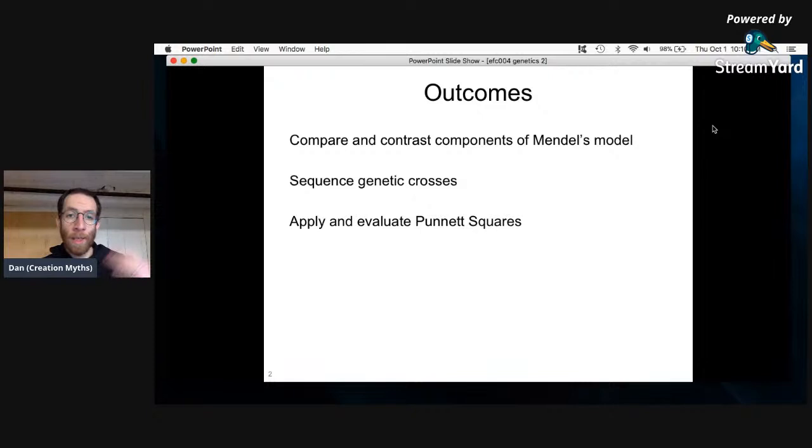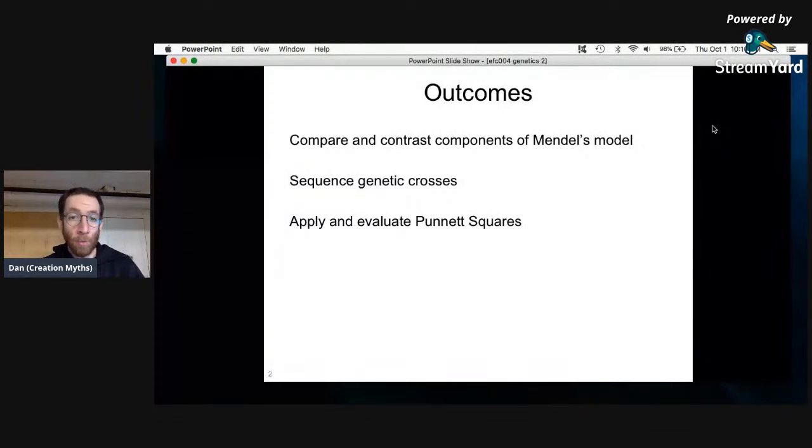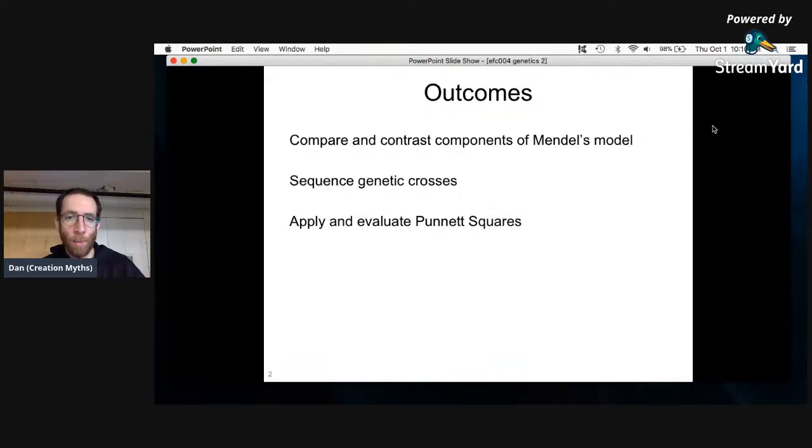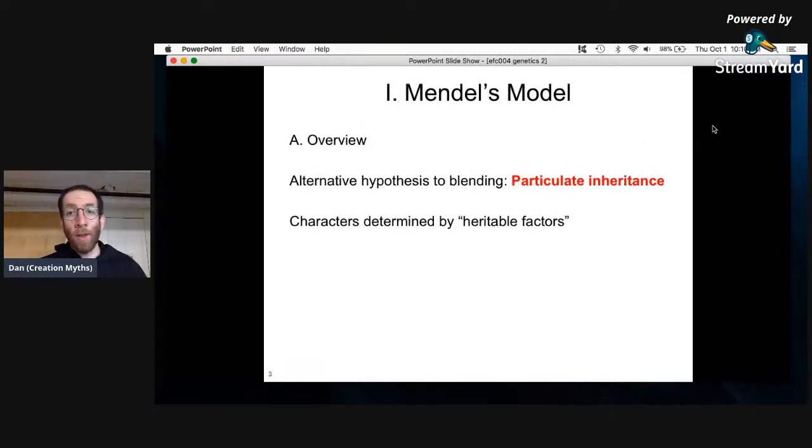Then, in the second half, we're going to talk about genetic crosses. That means we're going to do Punnett squares. The first thing is just be able to sequence the process of doing an experimental cross. What did Mendel do, and how does that process work? Then, specifically for making predictions and testing them, be able to use a Punnett square. That's what I mean by apply: basically apply the technique. And if you're given a Punnett square, be able to evaluate it, tell me what's going on and what it shows. Okay, so those are our goals for tonight. So let's start with Mendel's model.